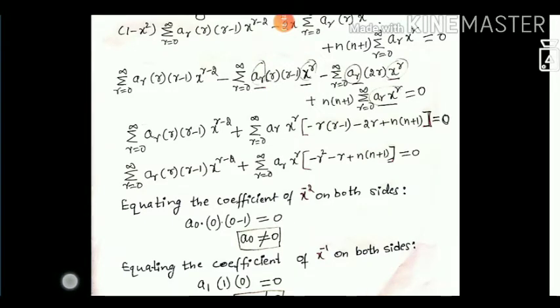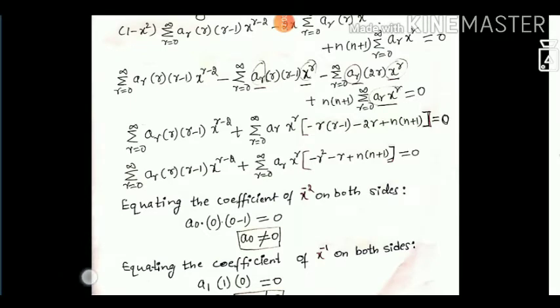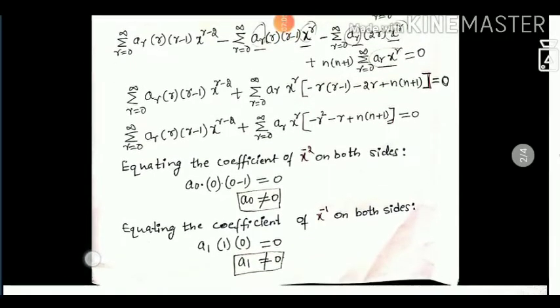From here we can conclude that because already one 0 is there, we know that to get 0, whenever two terms are multiplied, either the first term should be 0 or the second term should be 0. Here already we have 0, so a0 need not be 0. So we take the conclusion a0 is not equal to 0.